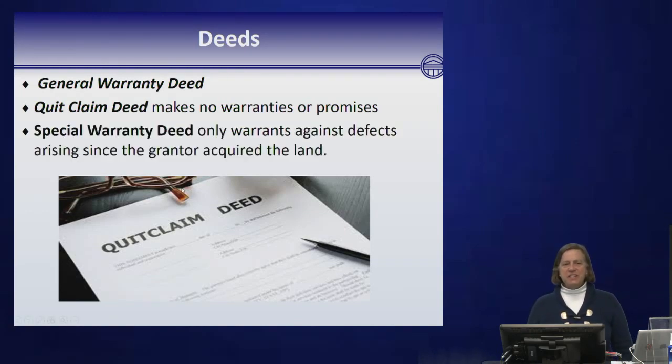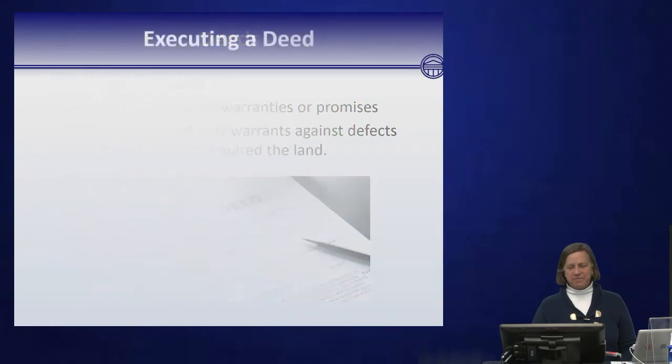And then finally, there's another type of deed that, under very limited circumstances, if you were my client, I would allow you to accept, and that's a special warranty deed. A special warranty deed only warrants against defects arising since the grantor acquired the land. So maybe, if the grantor is your aunt, and she's held the land for 60 years, I may allow you to accept this type of deed. But again, a general warranty deed is what you want.